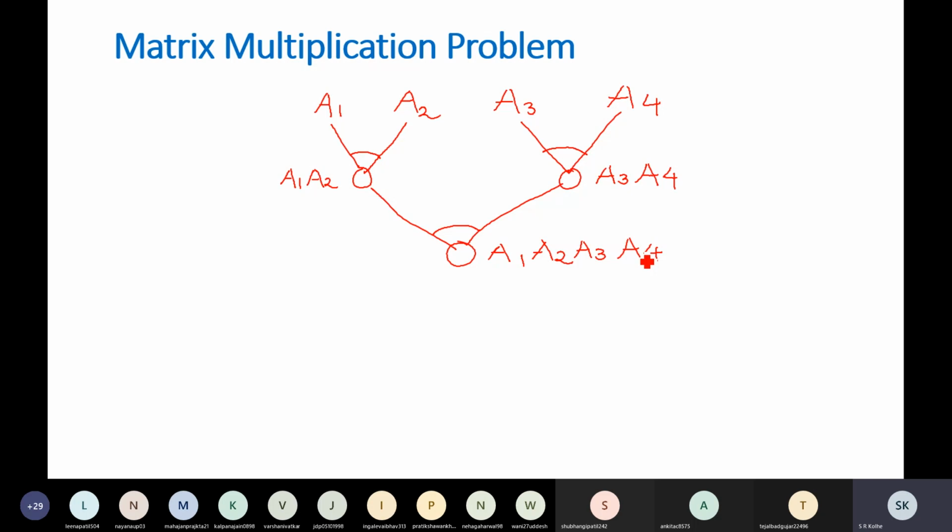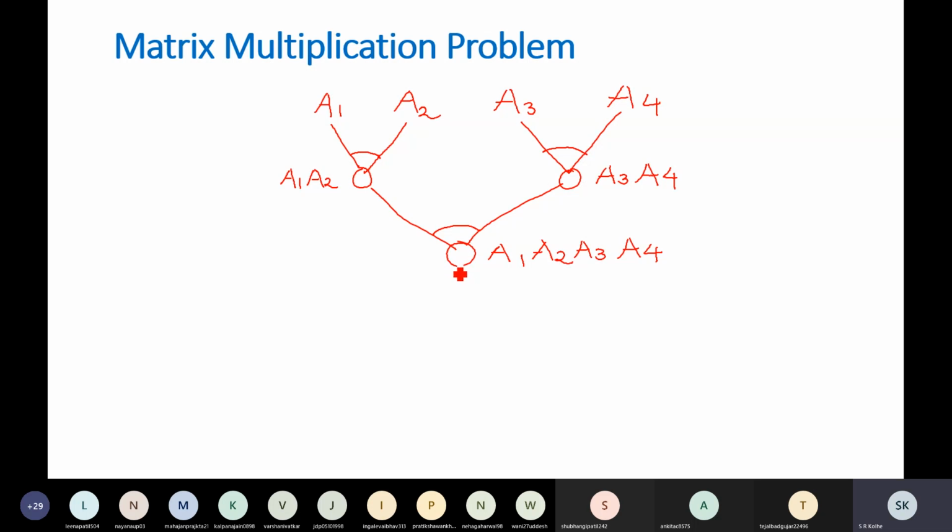Now what is this? This is an AND graph. Yes, all nodes are AND type nodes, so it is an AND graph. Correct. I will make it an AND OR graph.